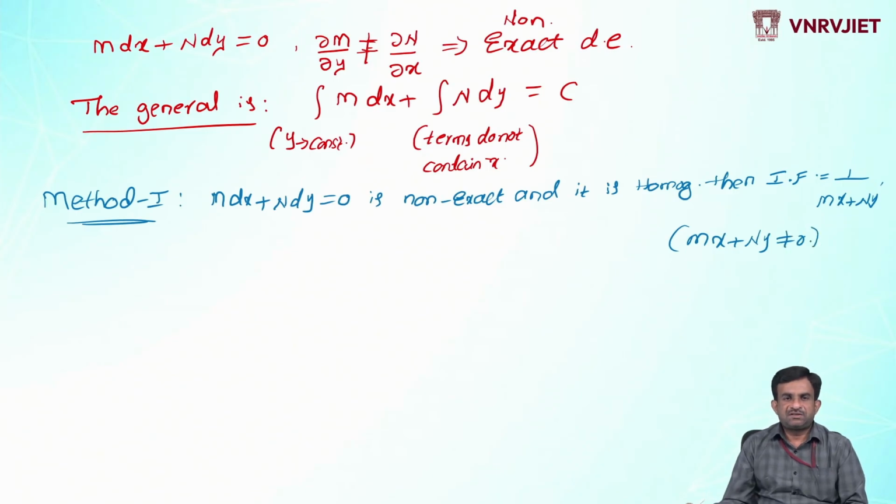If the differential equation M dx plus N dy equal to 0 is non-exact, that is dou M by dou y not equal to dou N by dou x, we also have to verify whether it is homogeneous or not. If it is non-exact and homogeneous, then only we take the integrating factor as 1 by (Mx plus Ny), where the denominator Mx plus Ny is not equal to 0.